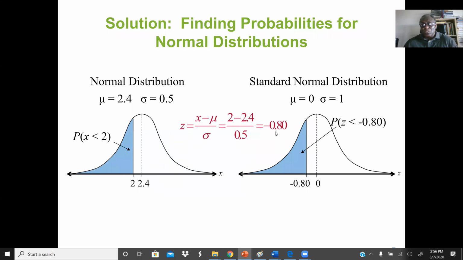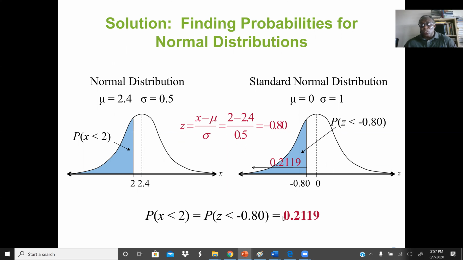If we know this value, negative 0.80, we can go to the standard normal table to locate the probability value. In the table, the probability value we get is always from the left up to the value. If it's greater than, then it means from the value to the right side, which means the value we get from the table, we are going to subtract from 1, since the whole graph area is 1. And that will give us from the value to the right.